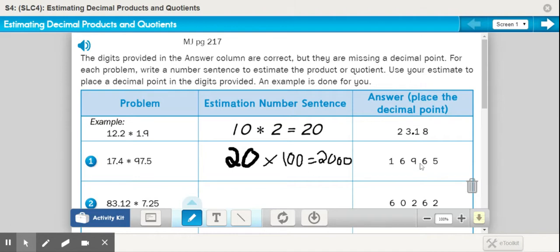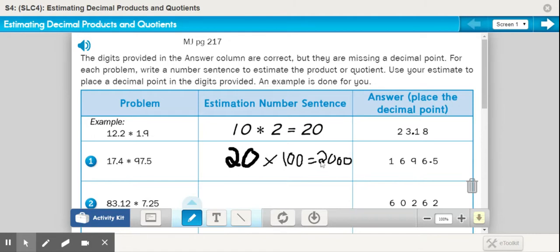If I put the decimal here, that's only 169 and 65 hundredths. If I put the decimal here, it is 1,696 and 5/10. Is that close to 2,000? 1,696 and 5/10. Right, that's close to 2,000. So we are going to put the decimal in between our 6 and 5.